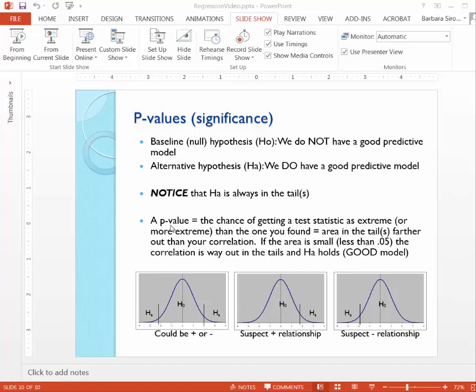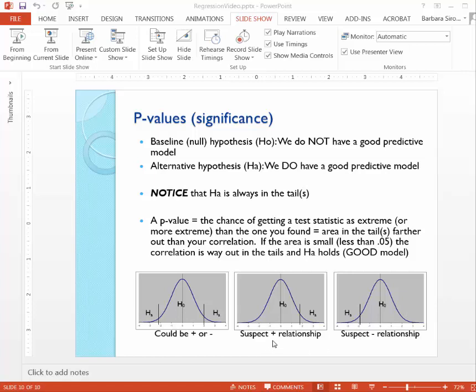So what is this p-value? What is this significance? Well, that's the chance of getting a test statistic as extreme or more extreme than the one that you found. Or in layman's terms, it's the area in the tails farther out than your correlation coefficient. So for example, if the correlation is 0.92, that's way up here, and the p-value or significance is the area farther out.